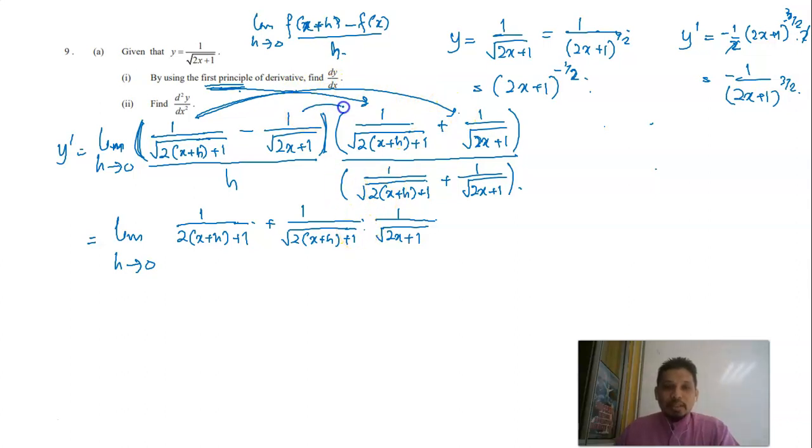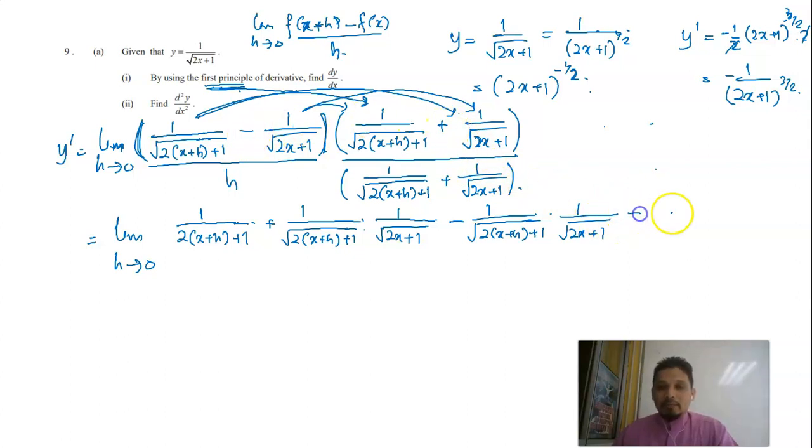Next, between this and this one, minus 1 over the square root of 2x plus h plus 1 multiplied with 1 over the square root of 2x plus 1. And then here, negative multiplied with positive: negative 1 over the square root of 2x plus 1 with the square root of 2x plus 1 gives you 2x plus 1.